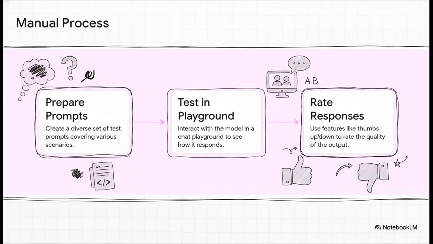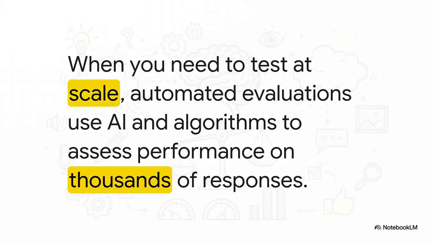Then, you run them through the model in what's often called a playground. And finally, you get real people to rate the answers, often with something as simple as a thumbs up or a thumbs down. But hang on. What if you need to test thousands or even tens of thousands of responses? There's no way you can do that all by hand. And that's where our third method, automated evaluations, comes into play. This is how you test at a scale that humans just can't manage.